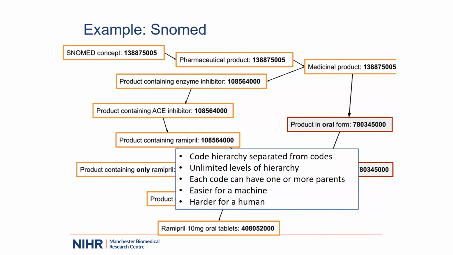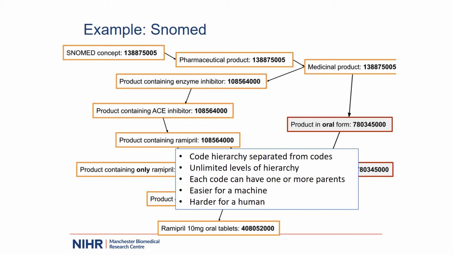So the way this is done is that now the code hierarchy is separated from the codes. Whereas in read code, the actual hierarchy and the codes are related, because if you know what the prefix of the code is, you know where that code sits in the hierarchy. Whereas with Snomed, the hierarchy is stored separately from the codes and the definitions. And this makes it more powerful because you can have unlimited levels of hierarchy, and also every code can have more than one parent.